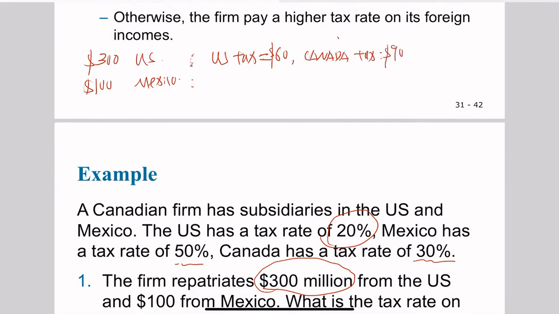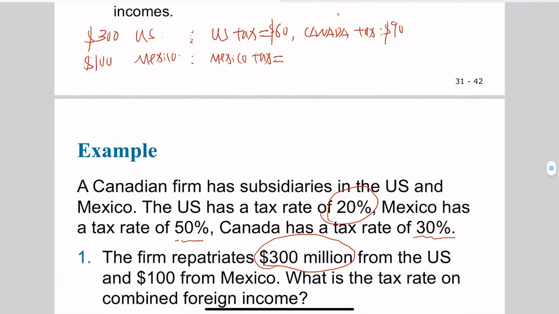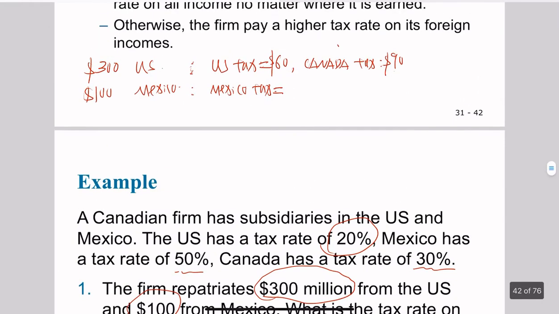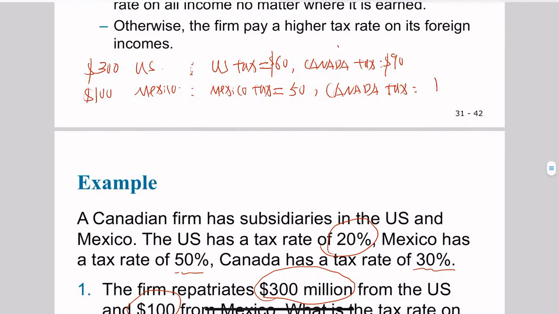And now let's see Mexico. Mexico is the host country. So the Mexico tax would be 50% times $100 million, so it should be 50. And for Canada, it's 30%, which would be $30 million. So the tax liability in Canada is $30 million.